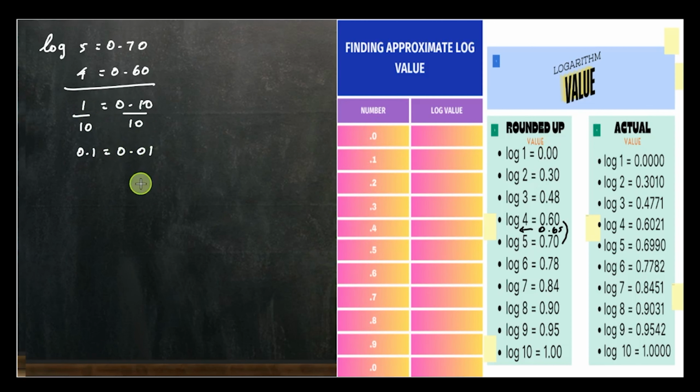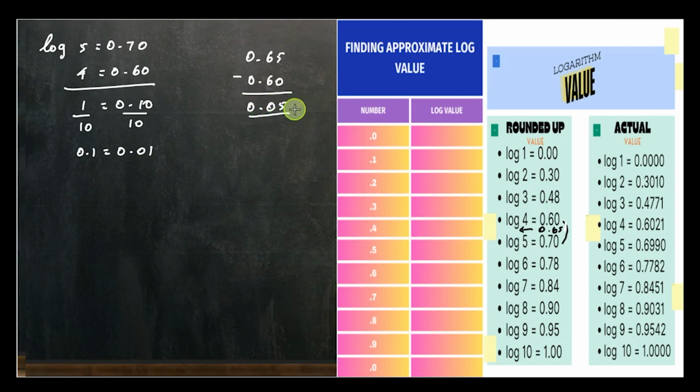This method we learned in how to find log values without using log table. Now one more step: find the difference between these two numbers. You have here 0.65 and then the base value here 0.60. Find the difference between these two numbers. So you have got 0.05.